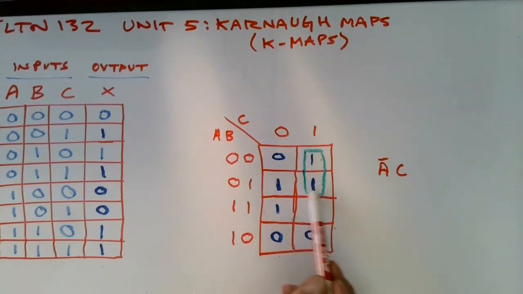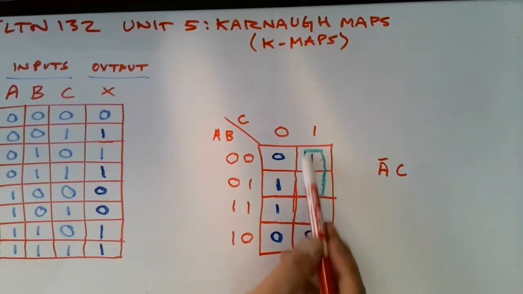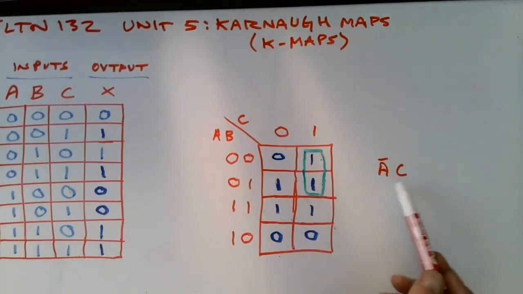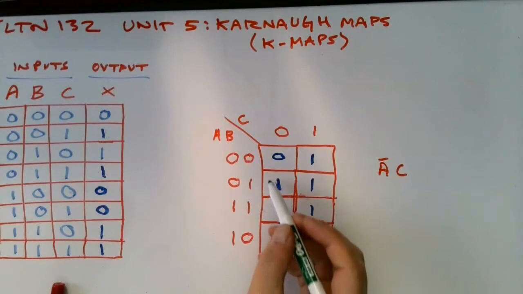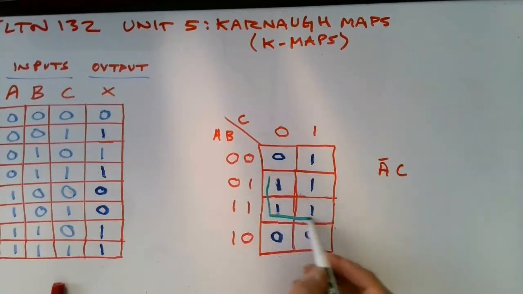So anytime you have two of these cells grouped together, it is going to give you two terms, always. So if you ended up with three terms, something's wrong there. Now, let's take a look at the next set of ones. Okay, so we have 4 ones here that are grouped together. So I'm going to group them.